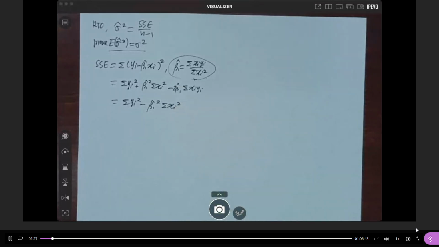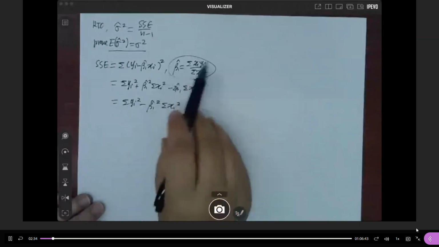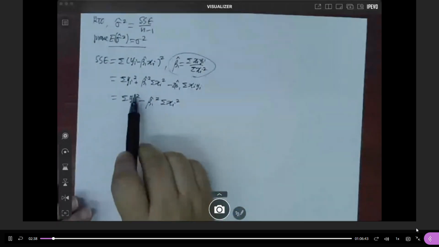Any question here? So basically, beta 1 hat multiplied by this equals beta 1 hat squared multiplied by summation xi squared. Then you have plus 1 minus 2, you get minus 1. Okay?